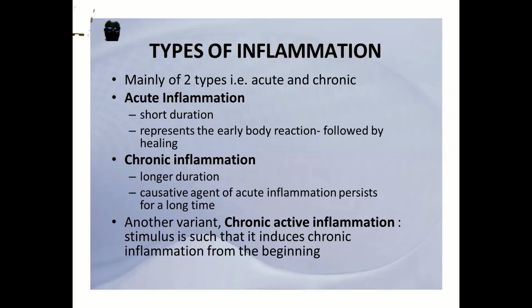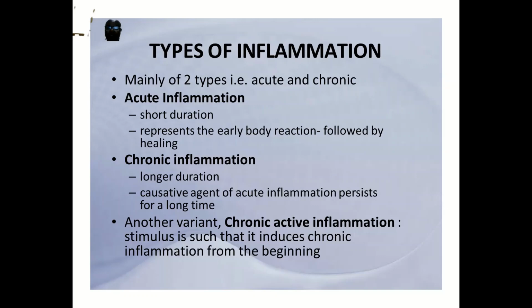So there are 3 types of inflammation. There is acute inflammation, which takes a short duration of time. Always we say approximately 2 weeks, like that. Then it represents the body's reaction followed by healing immediately. And then we have the chronic inflammation, which takes a long duration of time, and the causative agent of acute inflammation can persist longer and become a chronic inflammation.